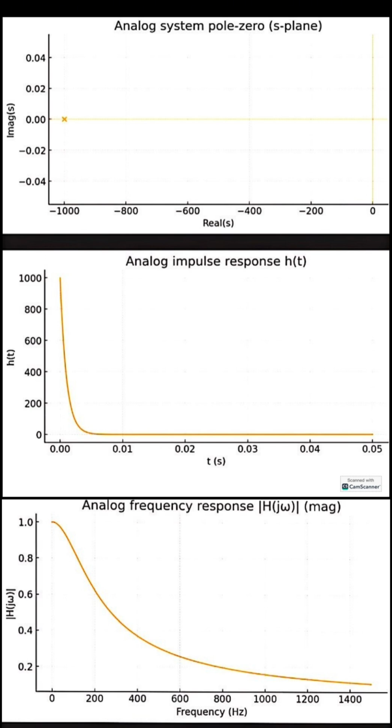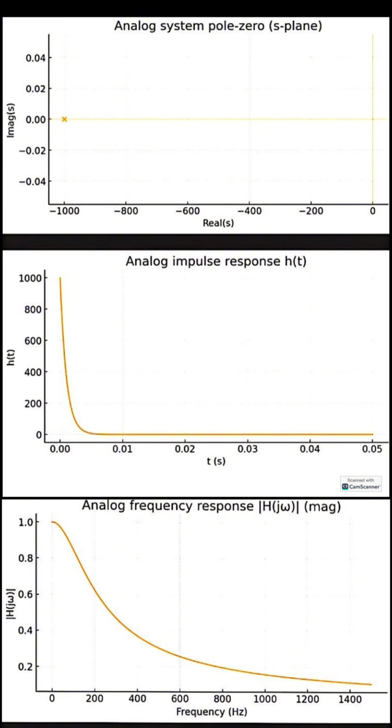The first graph is about the pole zero plot. The second one is the impulse response. The third is the frequency response. The fourth is the phase response. And lastly, the fifth is the time domain input-output comparison.